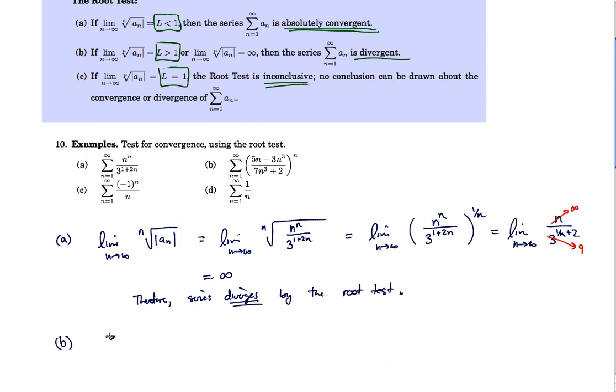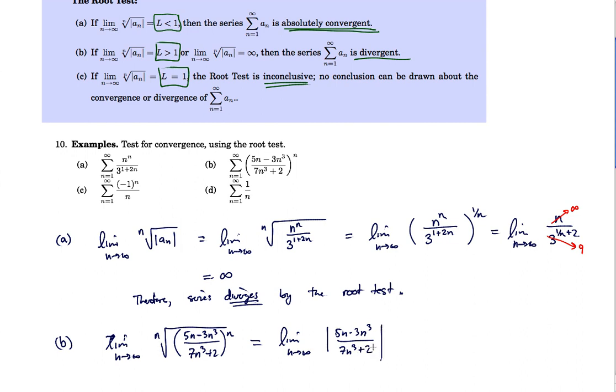Here we're going to look at the limit as n goes to infinity of the nth root of the nth term. And so this becomes the limit as n goes to infinity of the absolute value of 5n minus 3n cubed over 7n cubed plus 2. And so that's a rational function, degree 3 over degree 3, so the limit of the ratio is 3/7. 3/7 is less than 1. And so by the root test, since the limiting value is less than 1, the series is absolutely convergent.